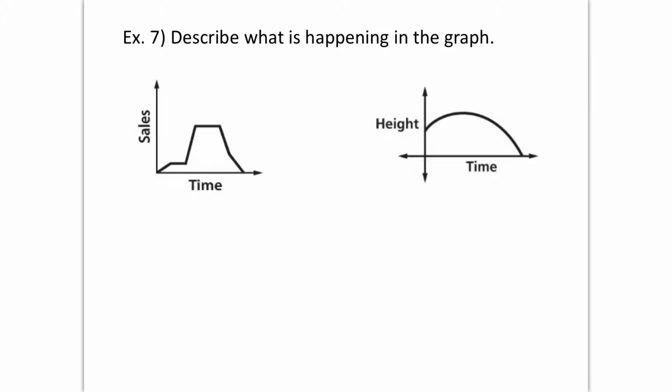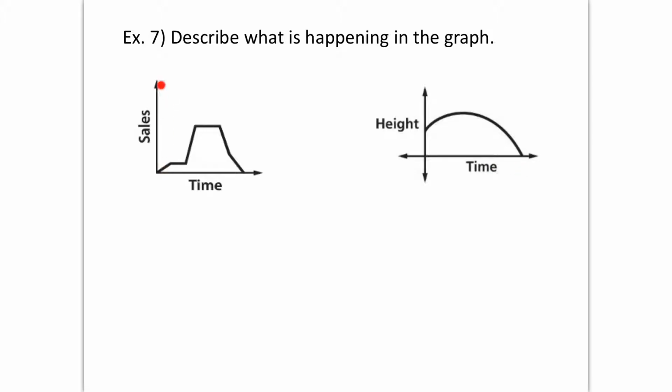So let's go ahead and look at a couple more here. We want to describe what's happening in the graph. We have one graph that has sales on the y-axis and time on the x-axis. Notice this is a very weird shape right here. And then we have a curve over here, with height on the y-axis and time on the x-axis. So you have to know what they represent.